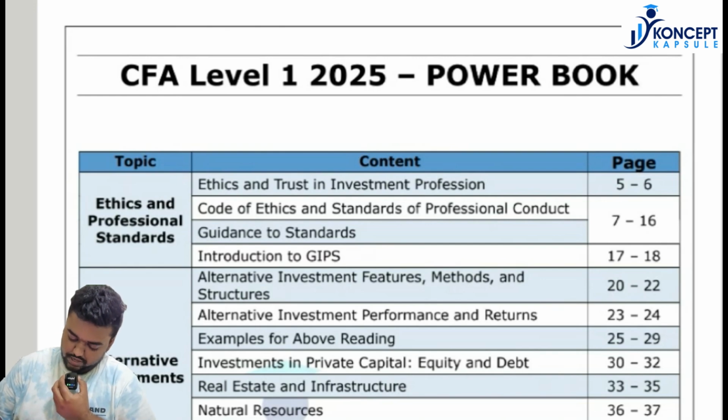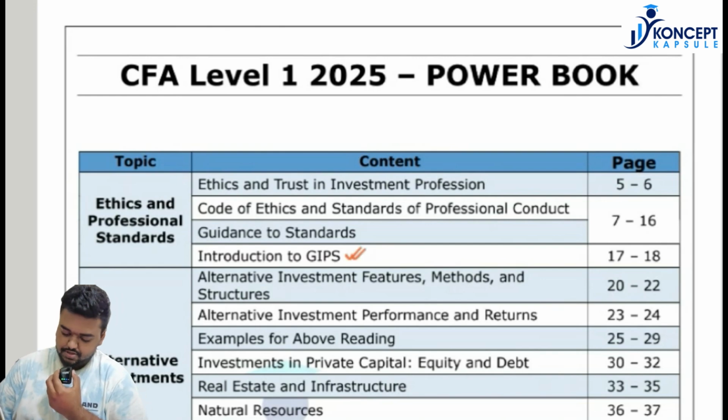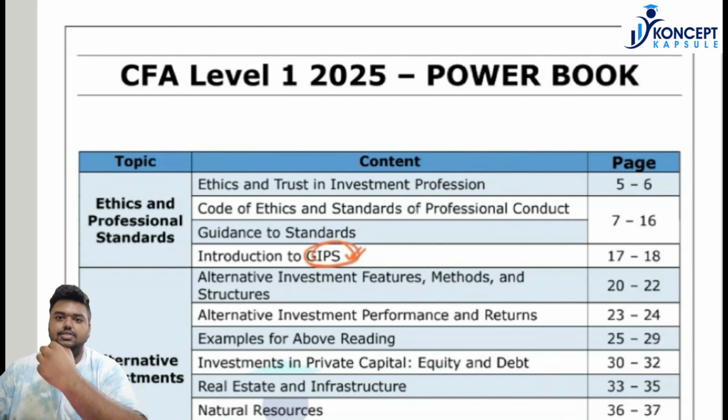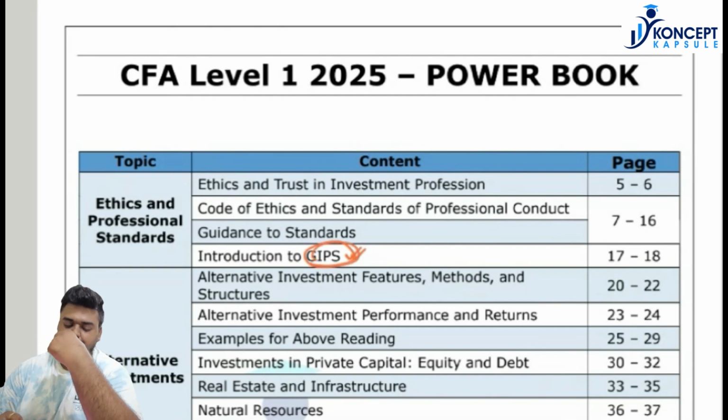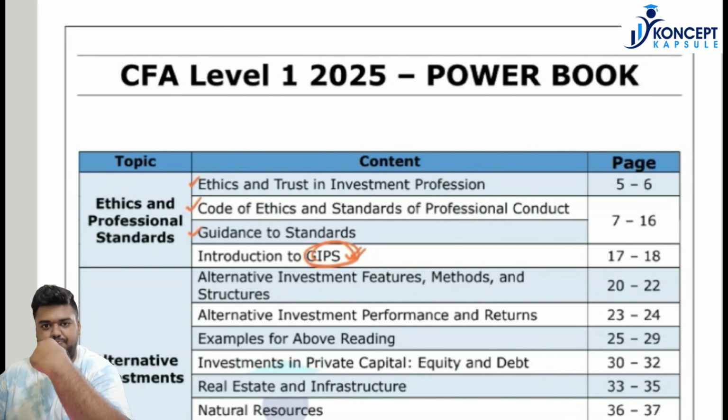As you can see over here, Introduction to GIPS. This is Global Investment Performance Standards. And as you can see, in the entire curriculum of ethics, it is the last topic. So we have first topic as ethics and trust in investment profession. The second is code of ethics and standards. The third is guidance to standards, and fourth is GIPS.